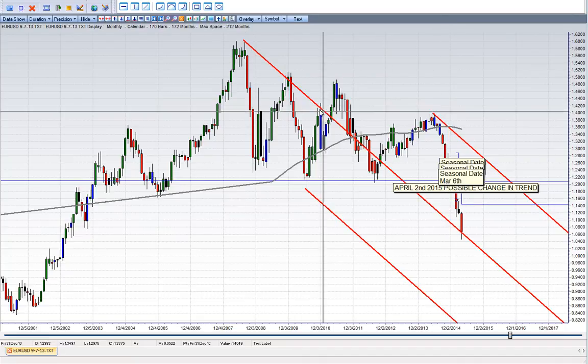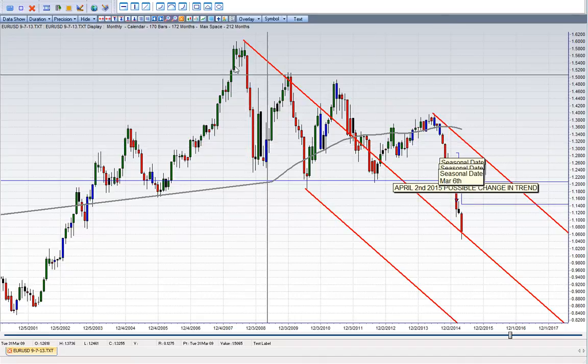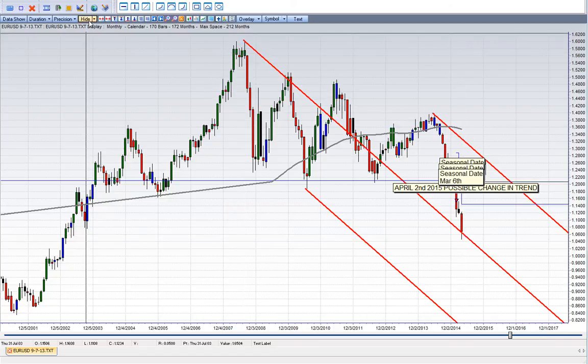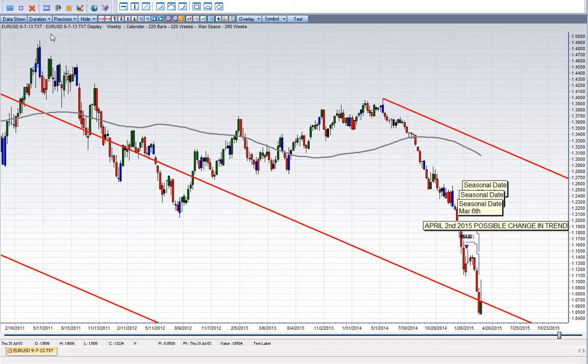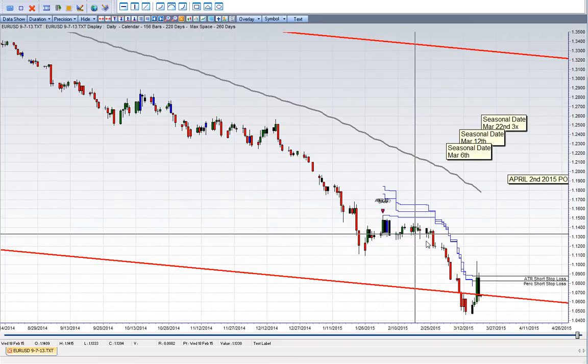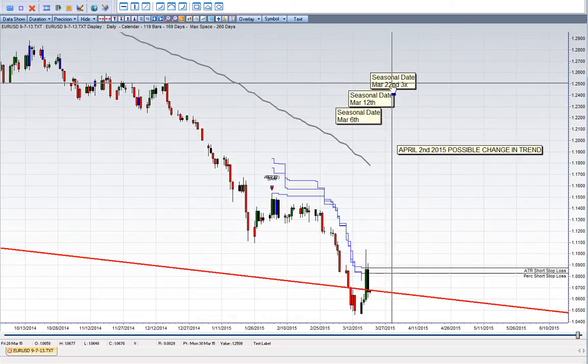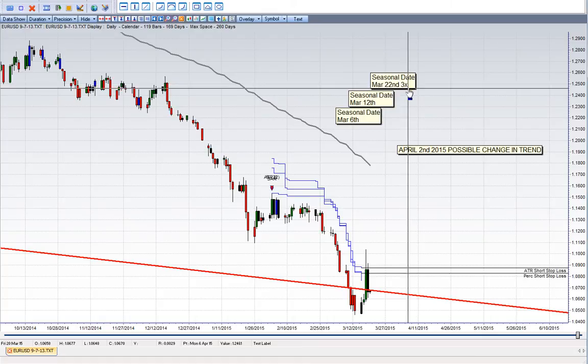But I'm just going to show you, in geometry on the euro, where we're at on the big picture right here. This is where we're at. So now we zoom in a little closer. Let's get into the daily. As you can see, I have seasonal dates too that I've been watching. The 6th, the 12th, and we're coming up to the 22nd, which has a cluster hit of 3.